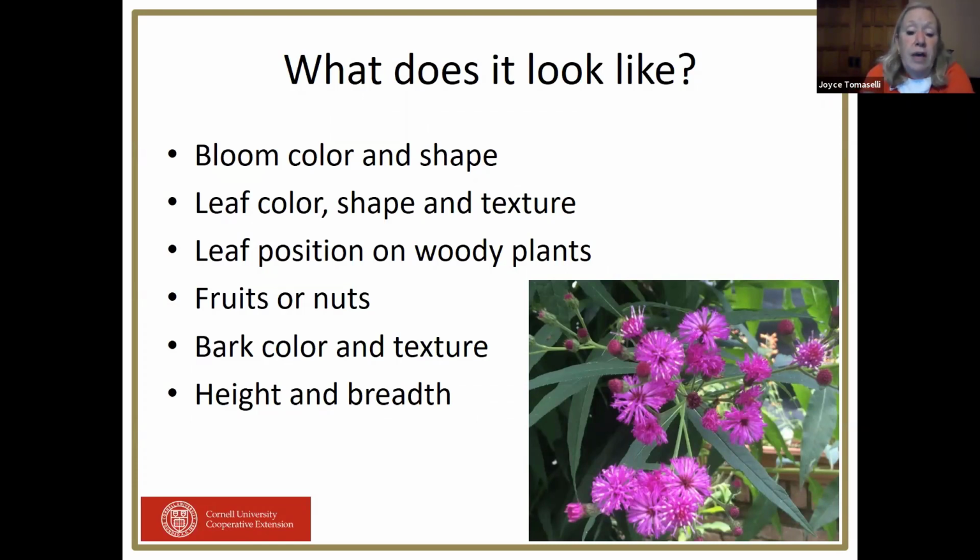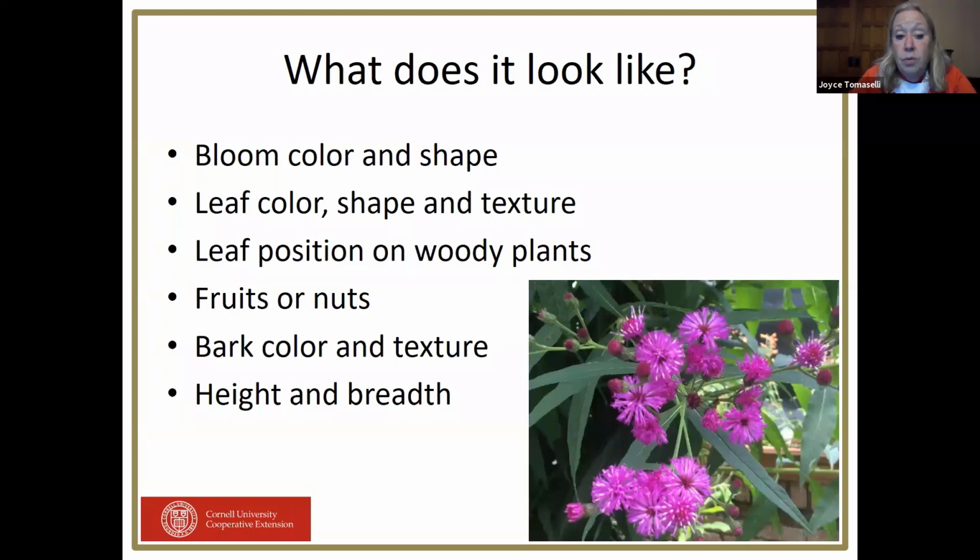The leaf color, shape, and texture is the next thing you're going to spend a lot of time understanding. When you don't have the bloom, that takes more work. When someone comes in with a branch of a tree and it has leaves on it, you settle back and expect to spend more time because you are really working with the leaves. Woody plants, we'll talk about that in a second, but the leaf position is going to really be helpful. And if it's got fruits or nuts on the shrubs and the trees, those are really good clues.